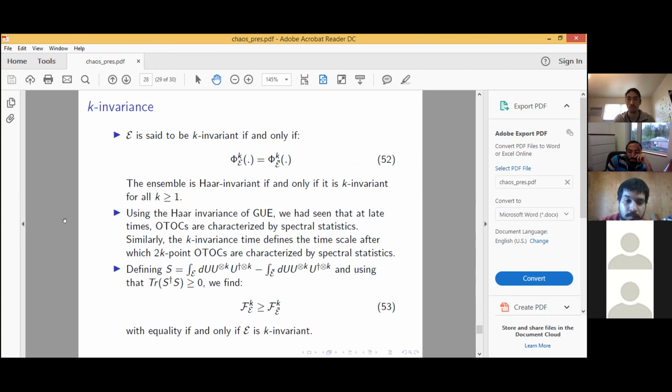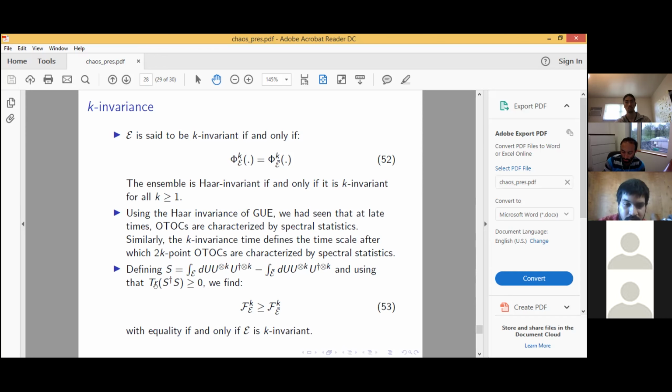So yeah. Using the Haar invariance of the GUE, we had seen that at late times the OTOCs are characterized by random matrix theory. And the time at which we achieve K invariance defines a time scale after which the 2K-point OTOCs can be entirely characterized using the spectral statistics.